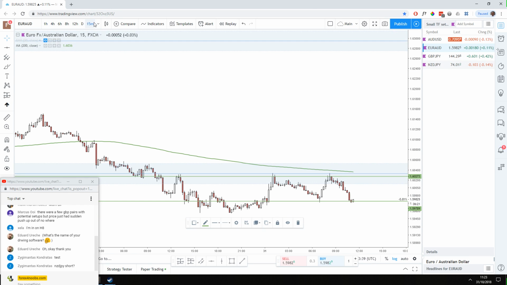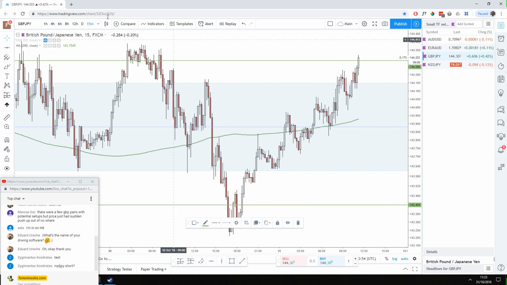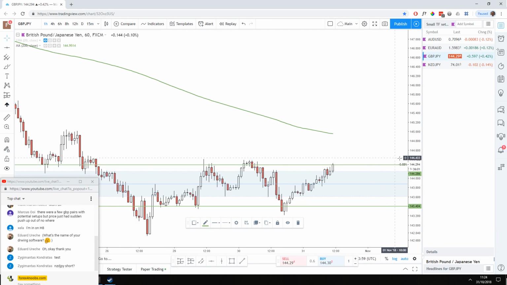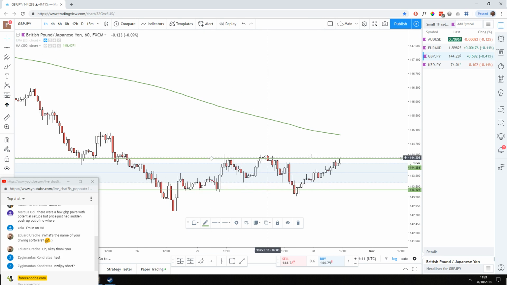EURAUD, we got a range forming on the 15-minute. I'd want to see this pullback from here to confirm this range on the 15-minute. So when I say pullback from here, I'd want to see price go up to the top again to confirm this range. GBPJPY, we got a bit of a bigger range. 4 hour, 1 hour. Yeah, let's see what happens here. Yeah, let's see if we get a pullback from there.